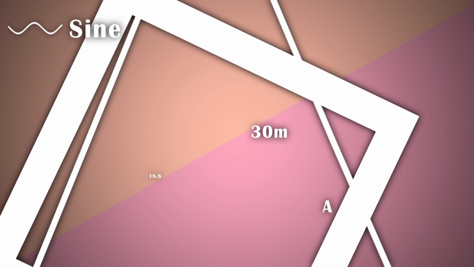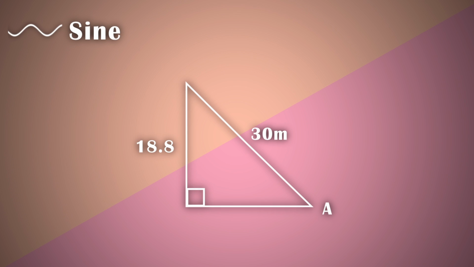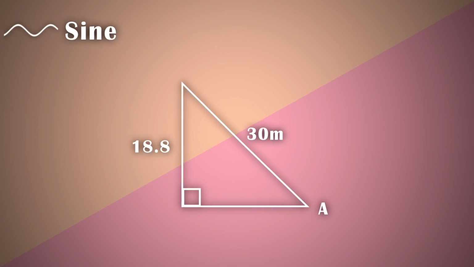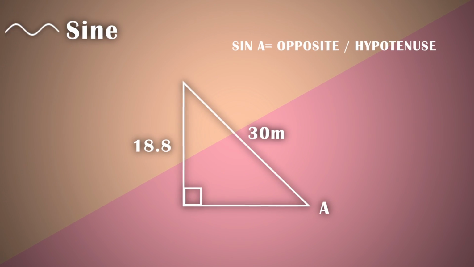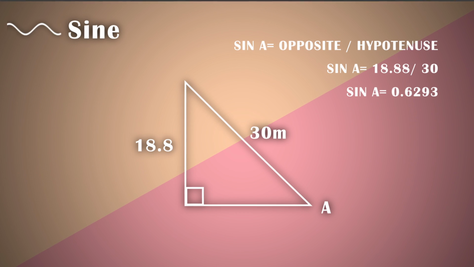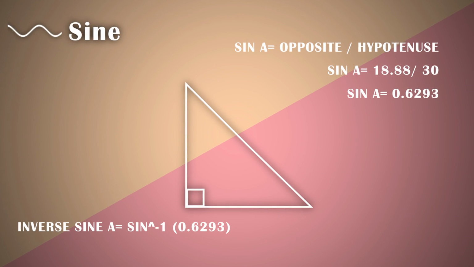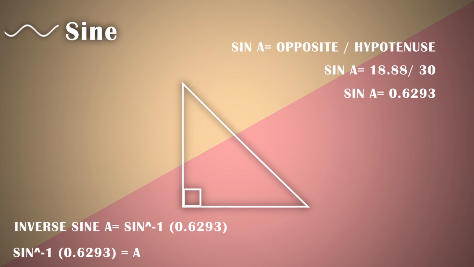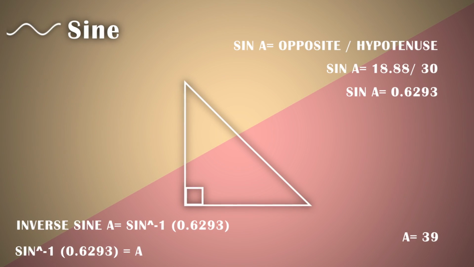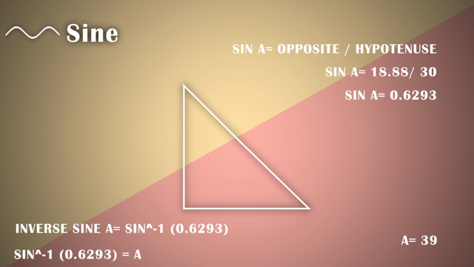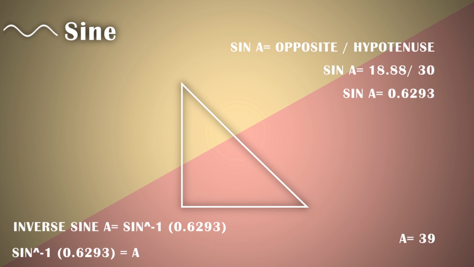So, for inverse sine, we're going to use the same example as in sine, just we have different variables this time. So, the distance down is 18.88 as in the same example. The cable's length is 30 meters, and we want to know the angle A. Start with sin of A equals opposite over hypotenuse. Sin of A equals 18.88 over 30. Calculate the inverse sine of 18.88 over 30, and that gives you 39.